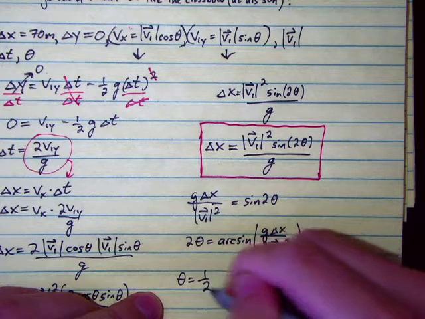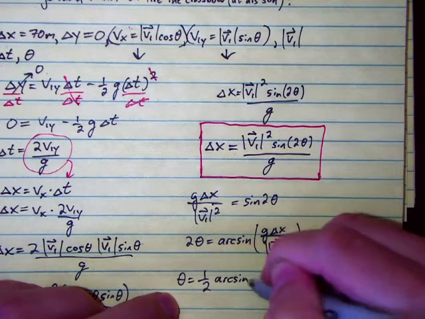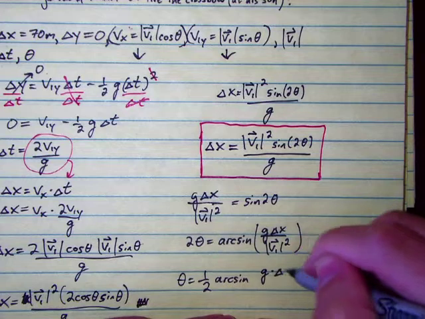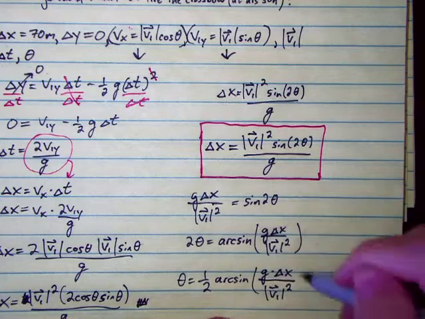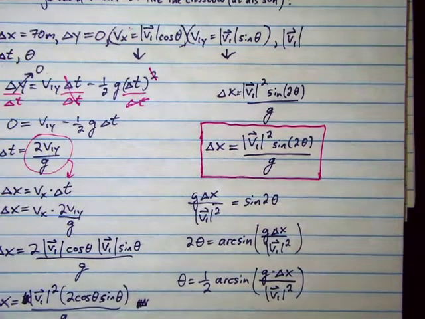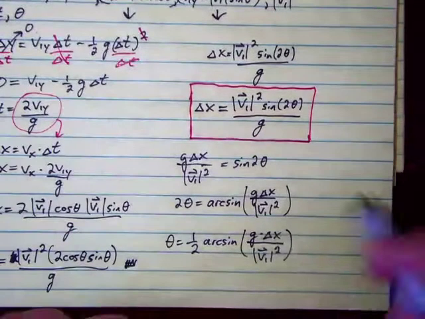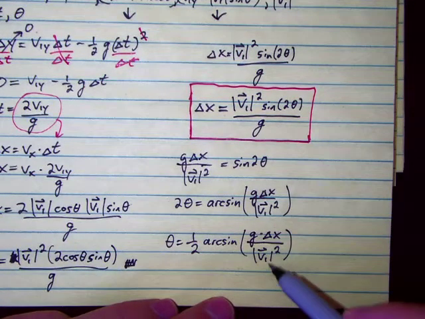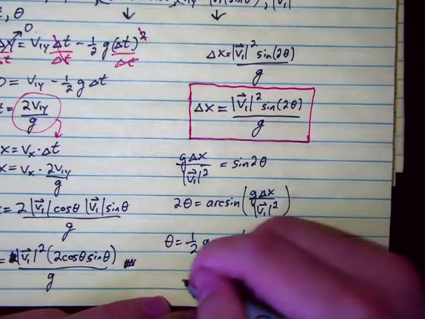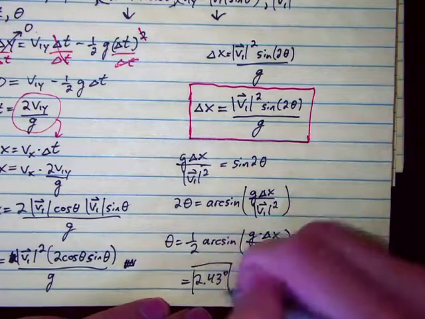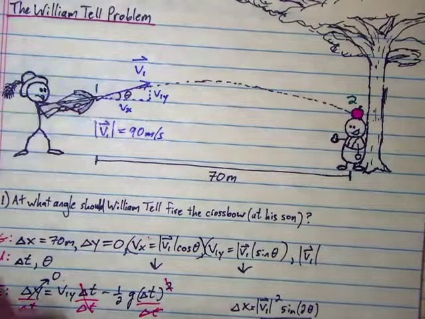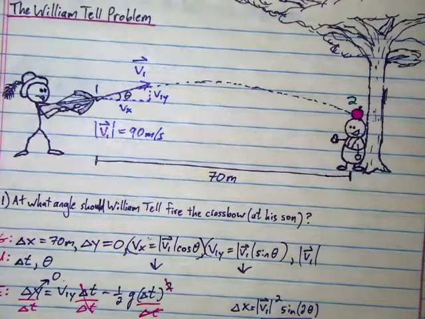Theta equals 1/2 arc sine g delta x all over v1 squared. There we go. And that's how we can solve for our angle in this situation. If we put in our values here, 70 meters and 90 meters per second, and 9.8 there for g, we'll find that that angle comes out to 2.43 degrees. A tiny angle to pull off a tremendous and stupid feat.